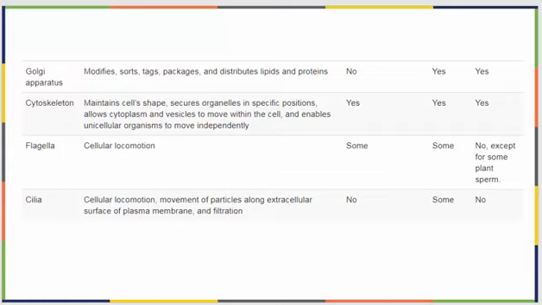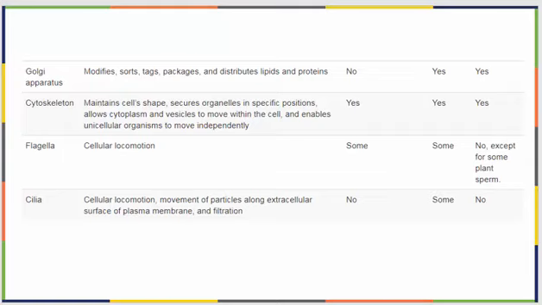The cytoskeleton, found in all cells, maintains their shape, helps them to keep their internal structures organized, and allows them to move around. Flagella can be found in all three categories of cells, but they're not super common, so we don't give them solid yeses across the board.